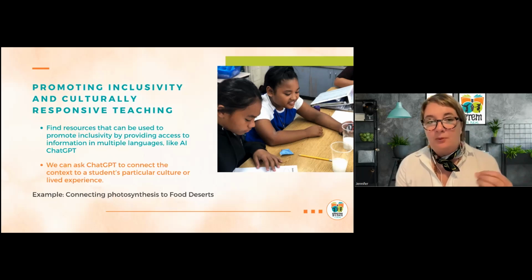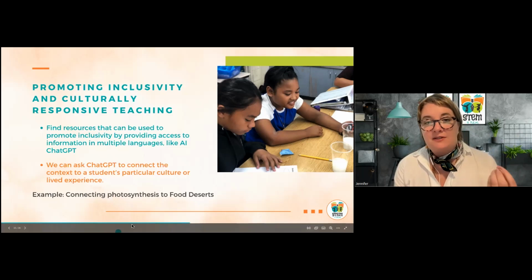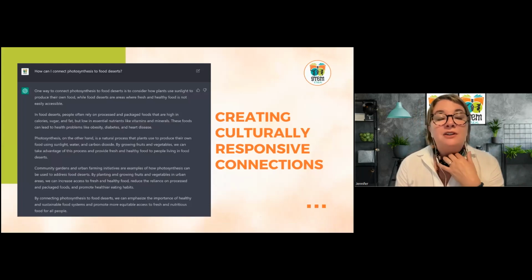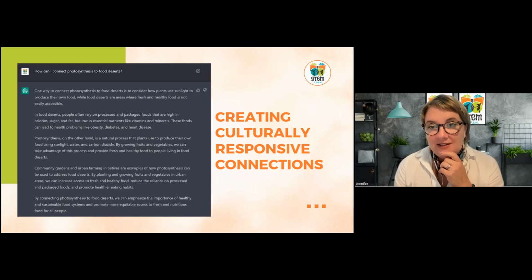Like, for example, we wanted to share with you connecting photosynthesis to food deserts. So this is an example. So we looked at ChatGPT: how can I connect photosynthesis to food deserts? So this would be like a 5th grade NGSS performance expectation, but food deserts are culturally relevant to any person living in an urban environment.